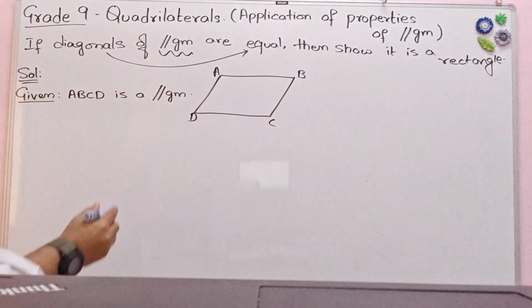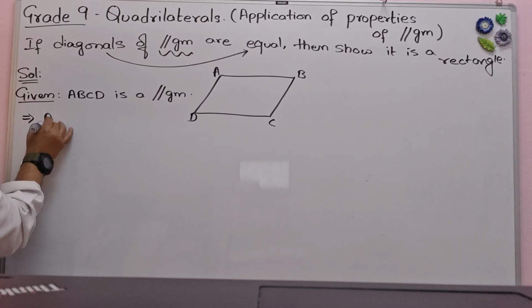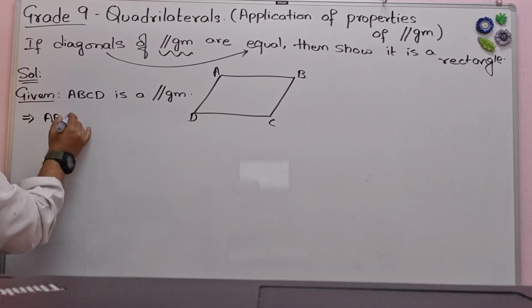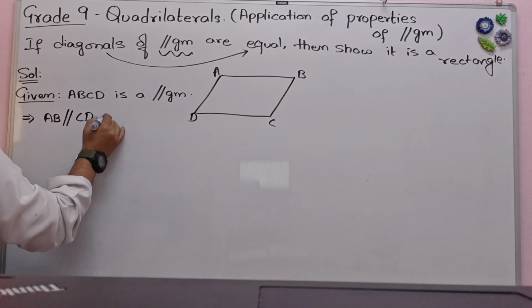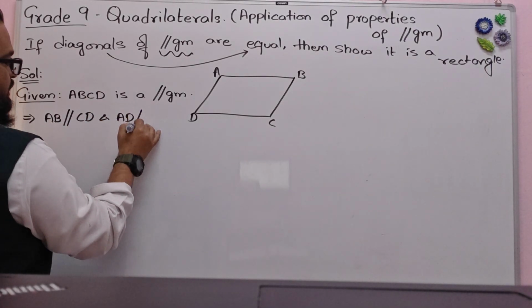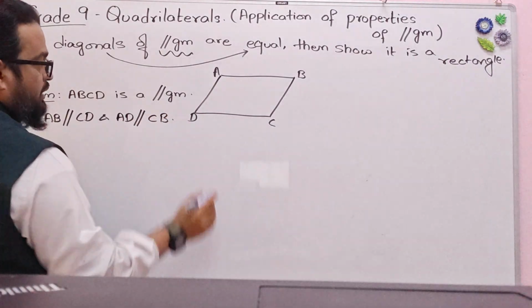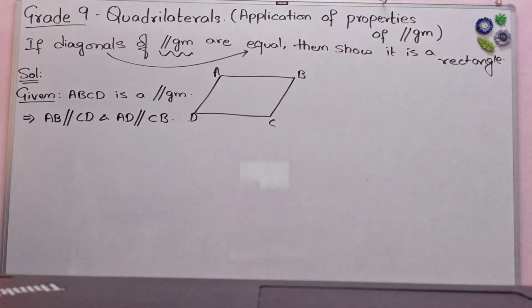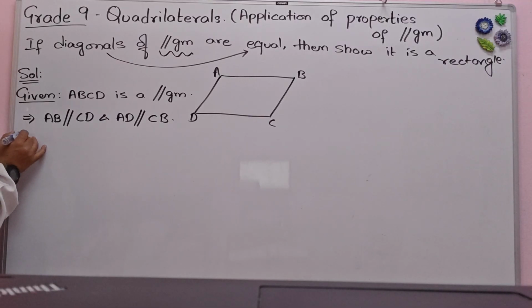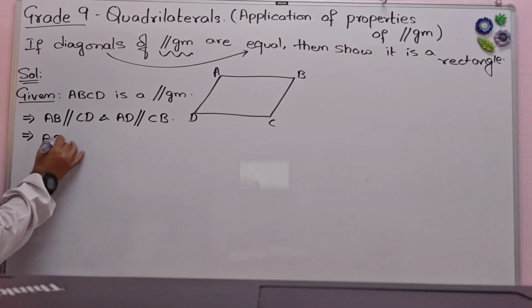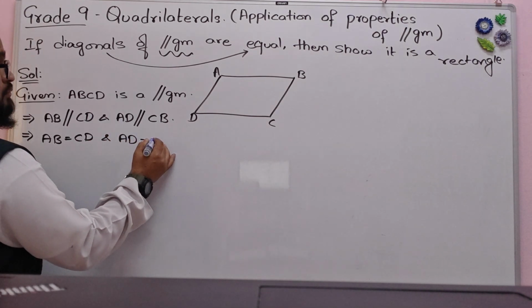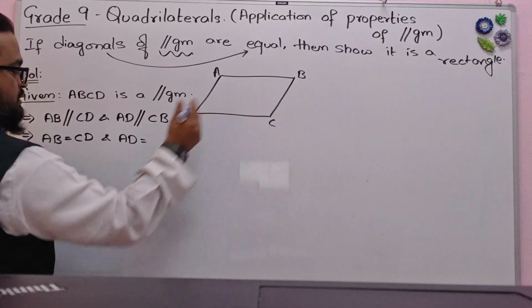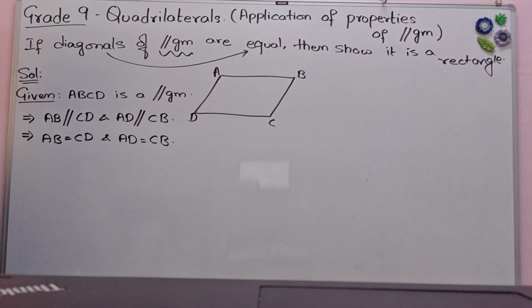And we know that once ABCD is a parallelogram, AB is parallel to CD and AD is parallel to CB, right? So now you have to show that it is a rectangle, and also when it is a parallelogram, AB equals CD and AD equals CB, right? And you have to show that it is a rectangle.